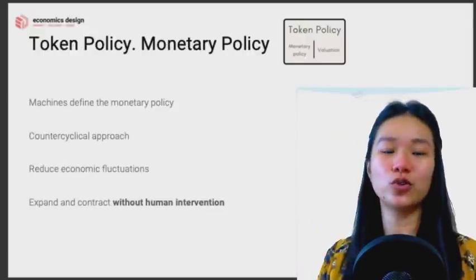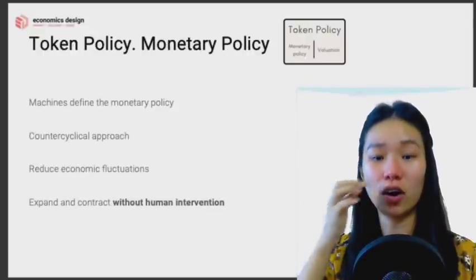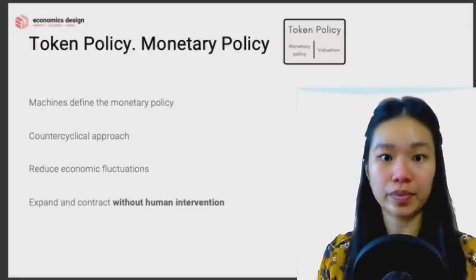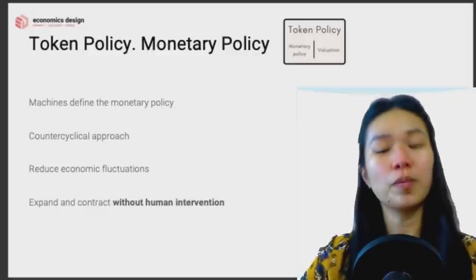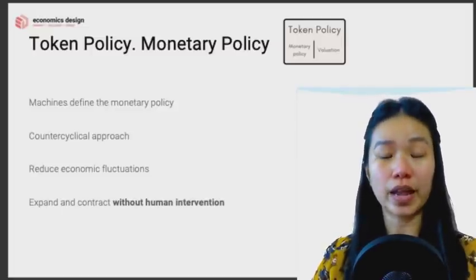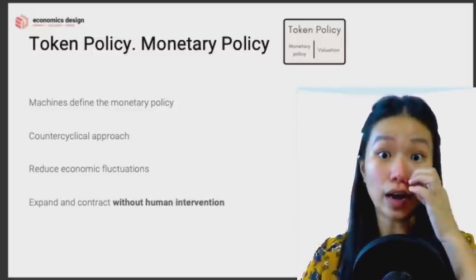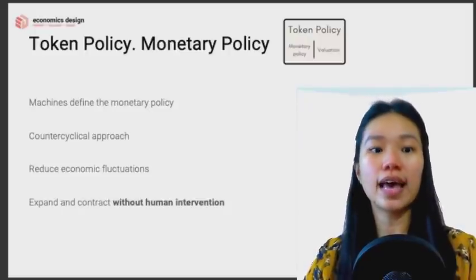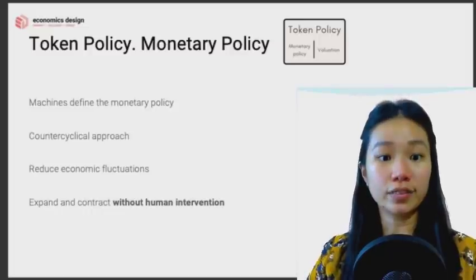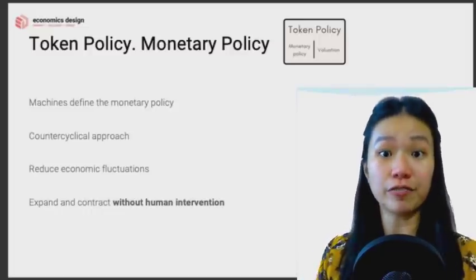Let's go deeper into the token design, all the different variables. Let's begin with monetary policy. We're going to talk about monetary policy, then valuation. In Ampleforth, the machines define the monetary policy. Everything is rule-based. Remember, in the beginning, I told you everything is rule-based. And so everything is defined by the machines. Everything is defined in code. So firstly, the machines define it.